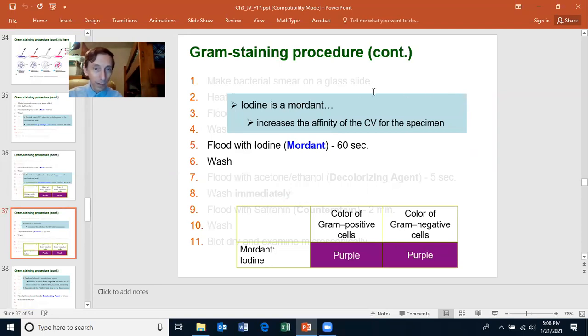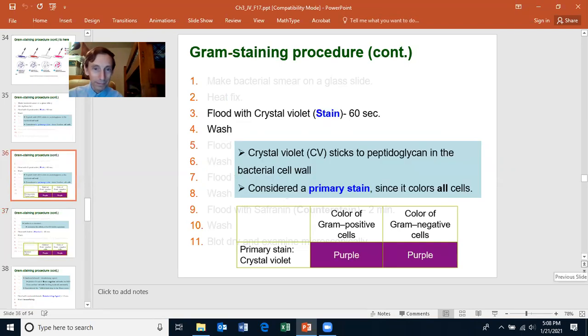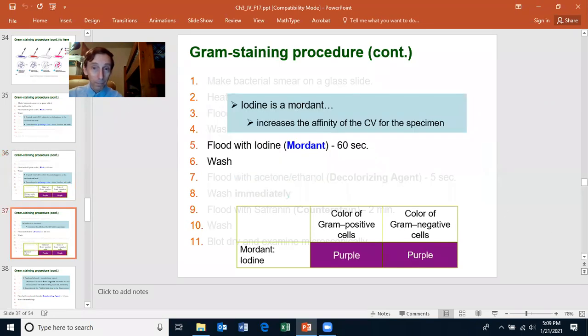I'm not sure why that isn't in the previous step there. Oh, there it is. It was in there. I just didn't say it. After staining, you then do the water wash to remove the excess crystal violet.